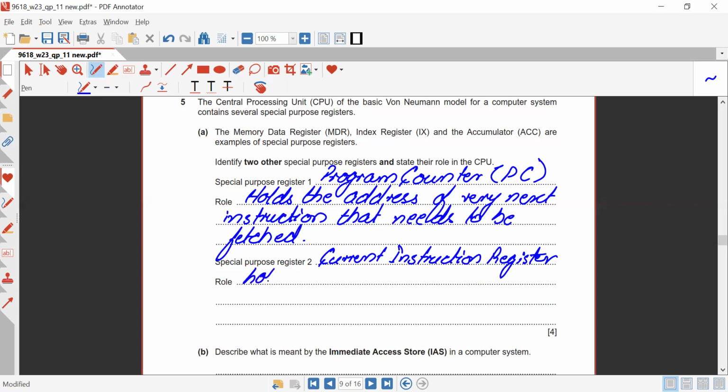It holds the instruction currently being decoded. Do remember it is holding the instruction. Holds the instruction currently being decoded or processed or executed. You cannot write executed directly, because once it needs to be decoded, you can write in this manner: decoded and then executed. But you cannot directly write the executed part.